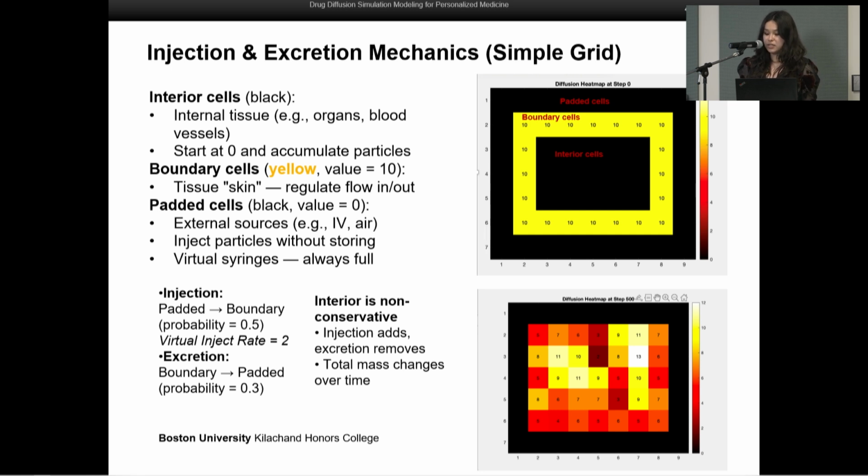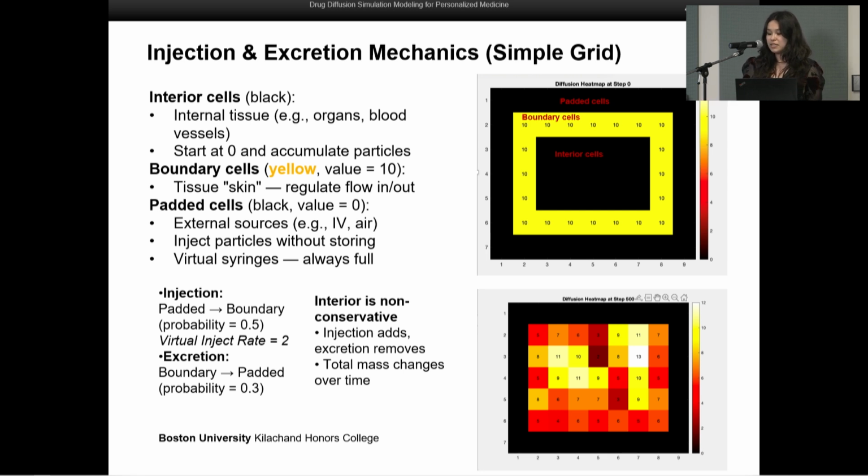Boundary cells act like the edges of the tissue, similar to skin or vessel walls, and they control what exits and enters the system. Padded cells surround the system and simulate external drug sources, like an IV or inhaled air, and those cells don't store particles. They act like always-on portals that constantly deliver particles into the boundary at a fixed rate. And I can choose whatever fixed rate this may be. It's totally adaptable in my model.